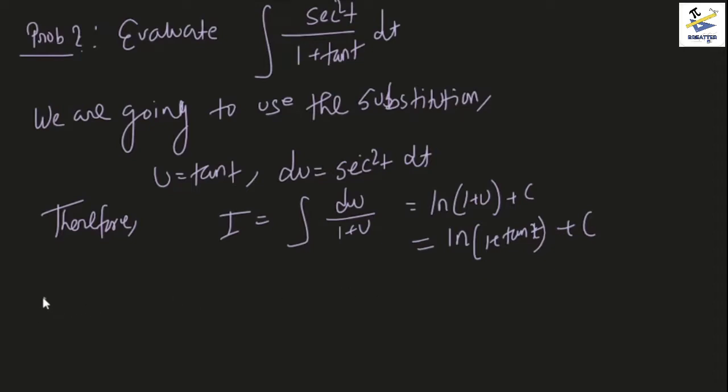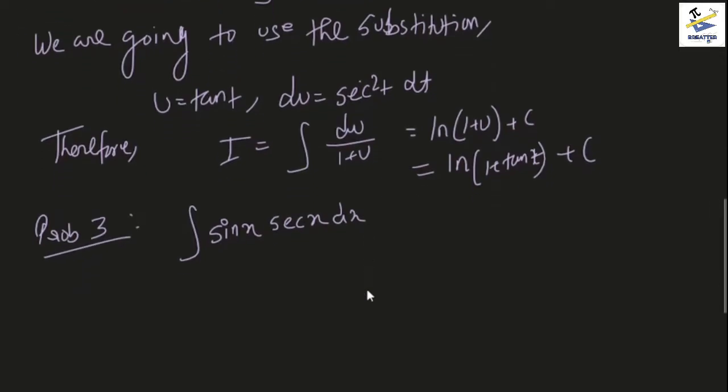Now problem 3. Integral of sine x into sec x dx, right? Now this is an integral which we would solve using other methods, because obviously what we are trying to do here is find out that sec x is obviously 1 by cos x, so this becomes sin x by cos x dx. And if you notice, the derivative for cos x is minus sin x, right, which is in the numerator.